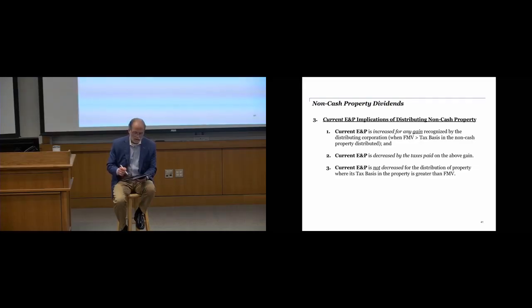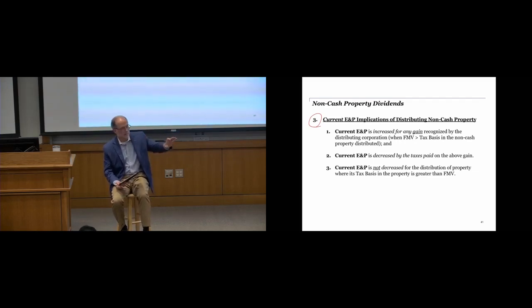So now we're to the third complexity in non-cash property distribution. And this is the E and P implications of what we just did. Okay, distributing property, non-cash property out. And the way this will only make sense to you is if you compartmentalize current E and P and accumulated. Okay, so we're going to first start with current E and P.